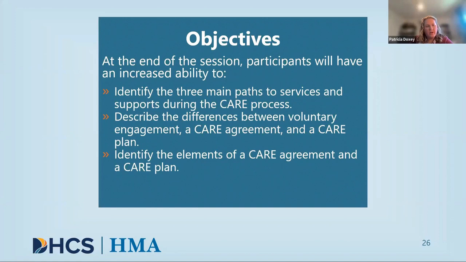Thank you, Rachel and Deborah. As the volunteer supporter, our goal at the end of this training is for you to have an increased ability to identify those three main paths to services and supports during the care process that Deborah and then Rachel elaborated on, and then describe the differences between the voluntary engagement, a care agreement, and a care plan, and identify the elements of a care agreement and care plan.